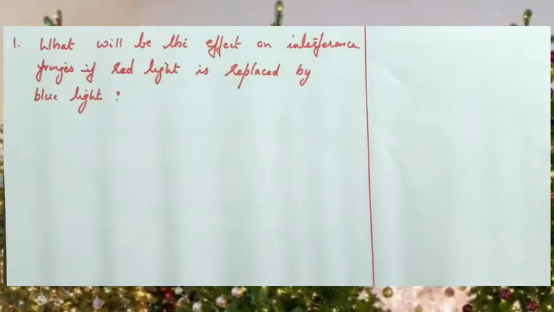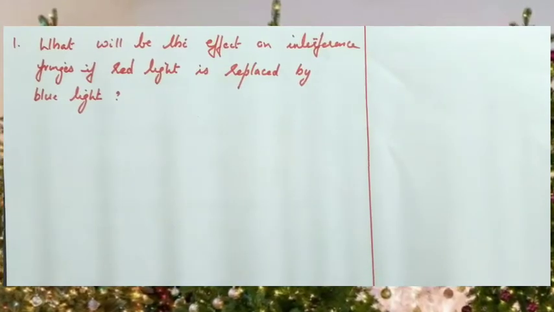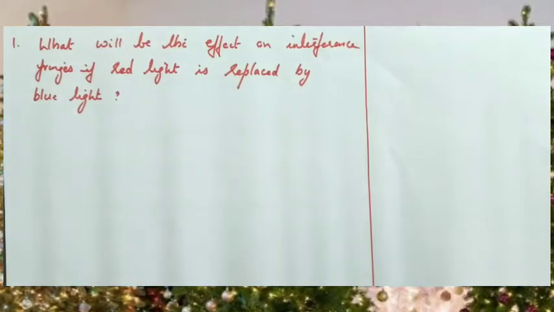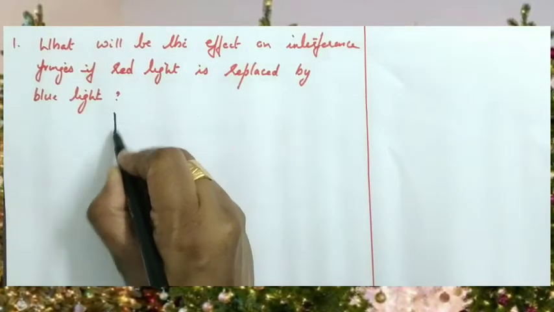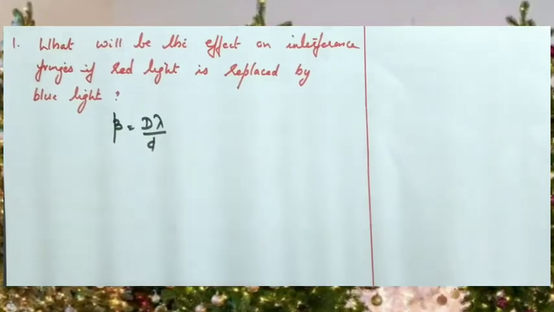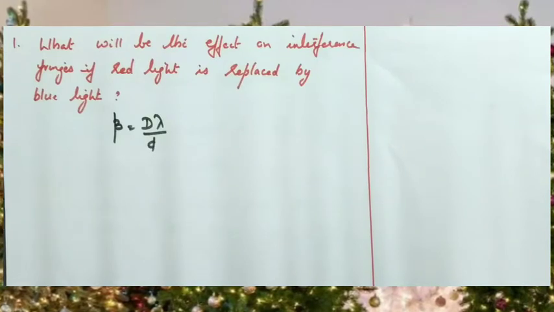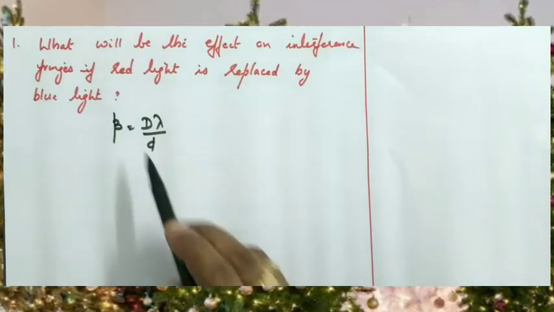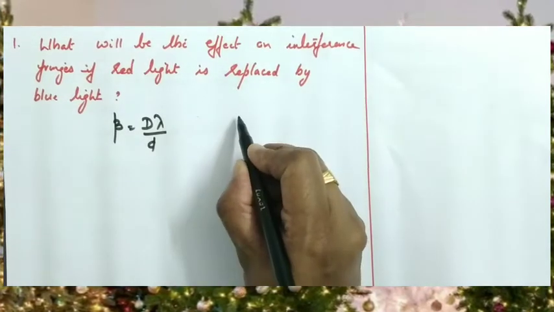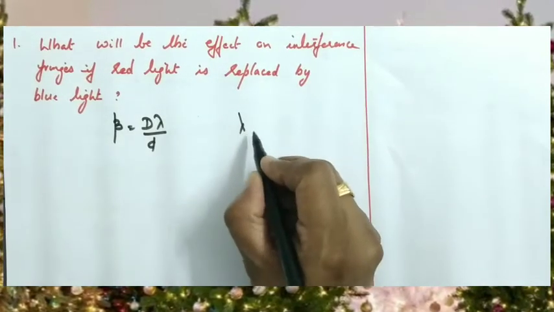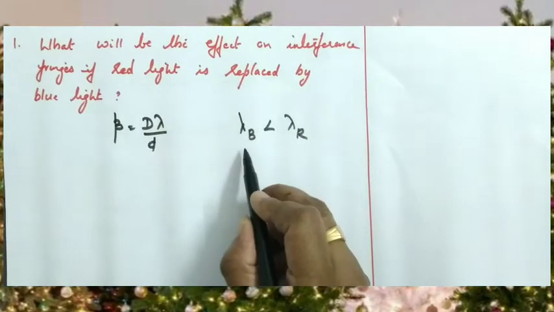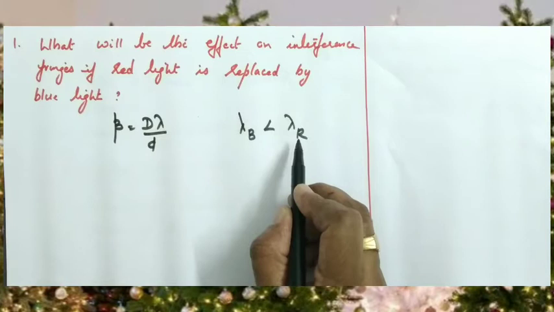What will be the effect on interference fringes if red light is replaced by blue light? This is a board question. So we have fringe width given by beta equals D lambda divided by d. What will be the effect on interference fringe means what happens to the fringe width. We know wavelength of blue color is less than wavelength of red color. So blue color has minimum wavelength compared to red color.